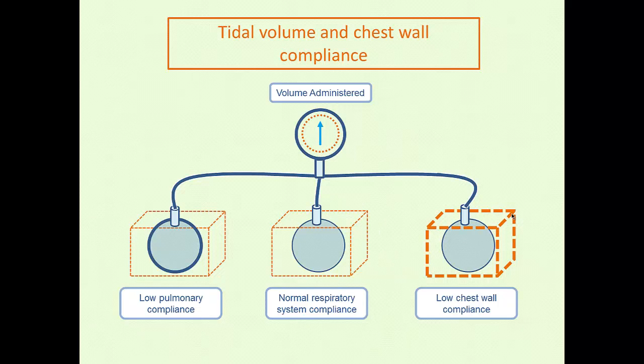Or you could say tense ascites or severe obesity, anything that's going to drop the thoracic compliance but preserve pulmonary compliance. This is the low chest wall compliance. And then this is the pulmonary ARDS. This is direct toxicity to the lungs, where pulmonary compliance is really reduced, but chest wall compliance is normal. So what are we going to do? I'm going to administer the same volume to each of these patients.